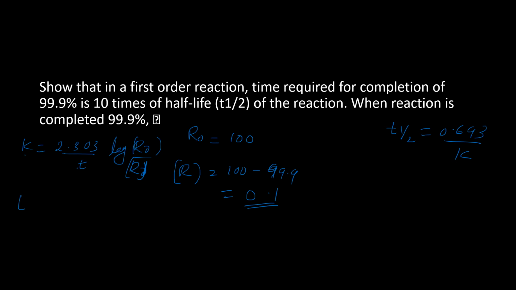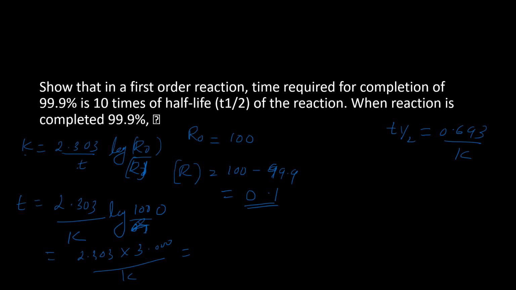So we can write T equal to 2.303 by K. We don't know the value of K, so we are just substituting: log 100 by 0.1. 100 by 0.1, we can write 0.1 as 10 raised to minus 1, so when we take it up, we'll get 10 raised to 3. 10 raised to 3 is 1000, so log of 1000 is 3. So we'll get 2.303 into 3.000 divided by K, which is equal to 6.909 by K.